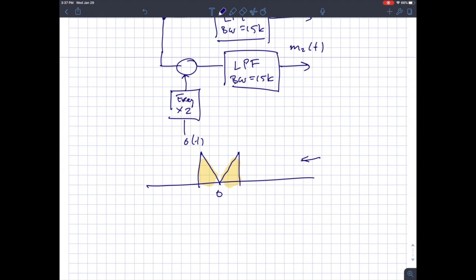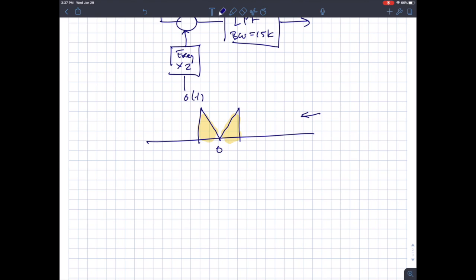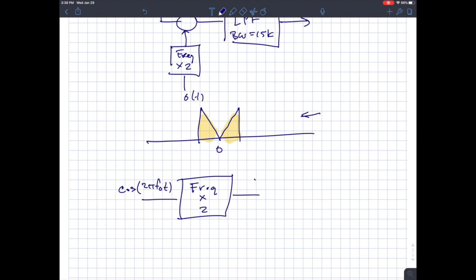Okay, so we've gone quite a bit with this. I wanted to finally conclude this video by explaining this frequency times 2 block. All right, how would you do that? Okay, so the idea is we're putting in an oscillator with a certain 2 pi f naught t, and we were getting out something that's twice the frequency. Okay, so 2 f naught t.